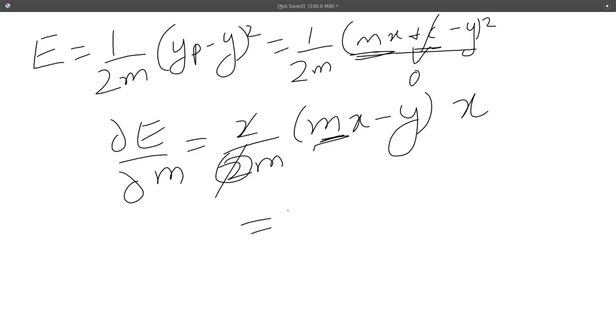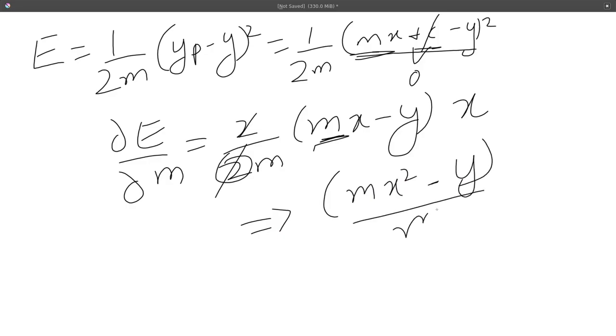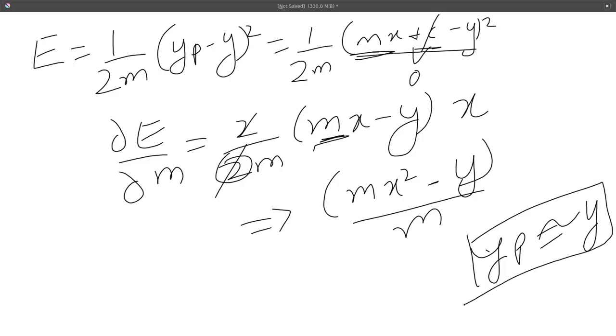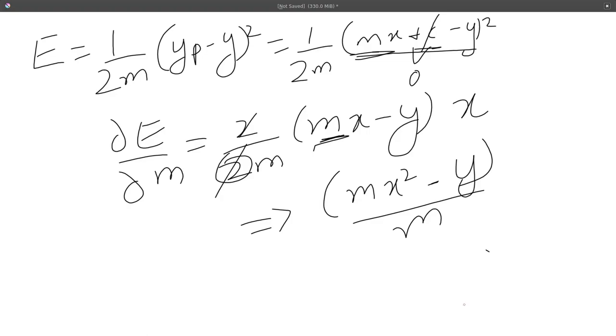So this now is (mx square minus yx) upon m. So this is the derivative. Now what we want to do, since the value y predicted is not actually equal but almost equal to y, right? So what we want to do is get these two values as close as possible. So for that we want to reduce the error, right?